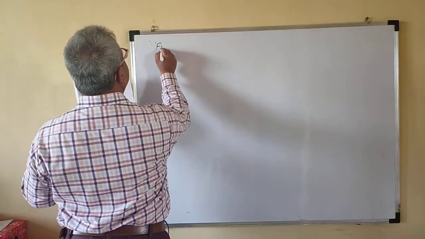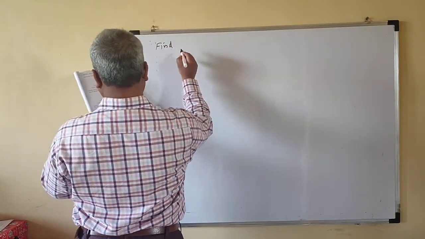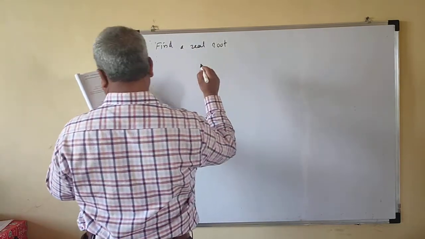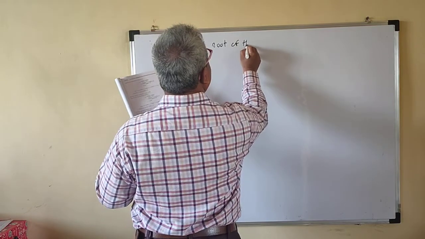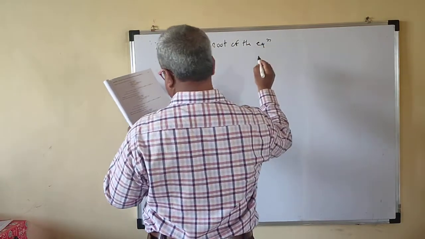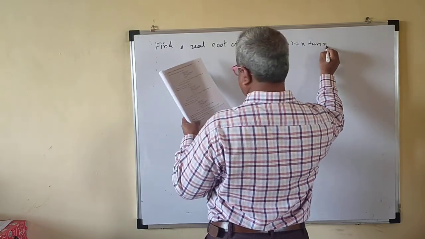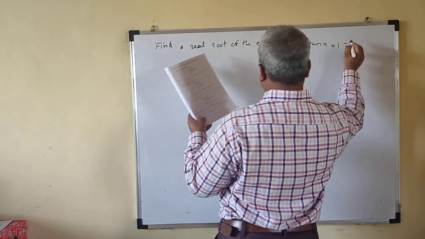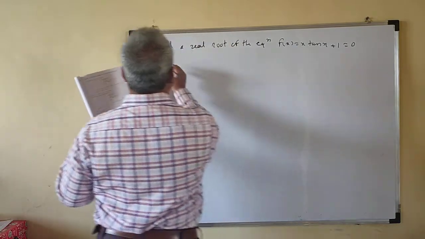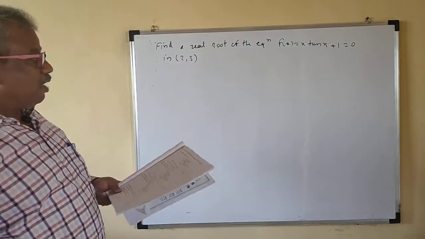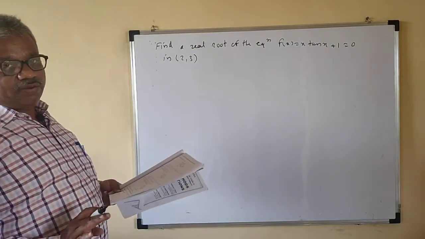Find a real root of the equation f of x is equal to x tan x plus 1 is equal to 0 in 2, 3. For trigonometric functions, if possible, they will give you the interval.